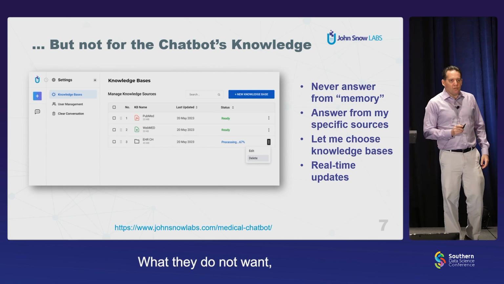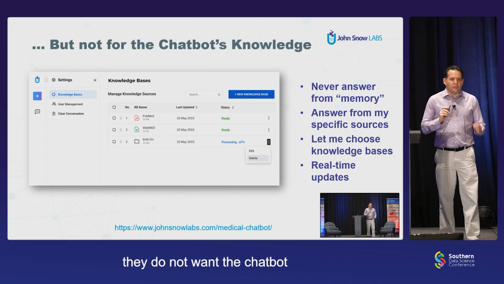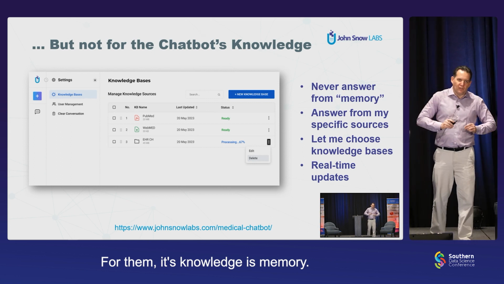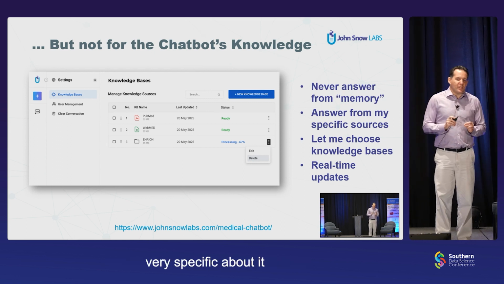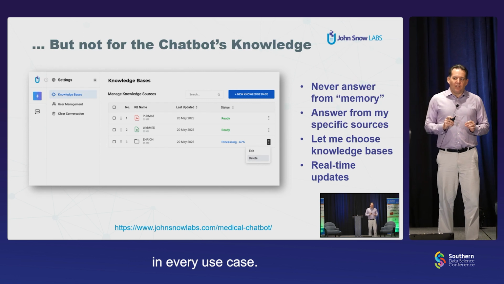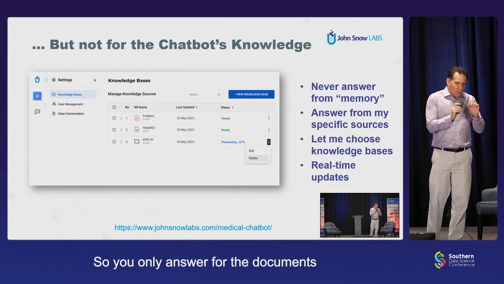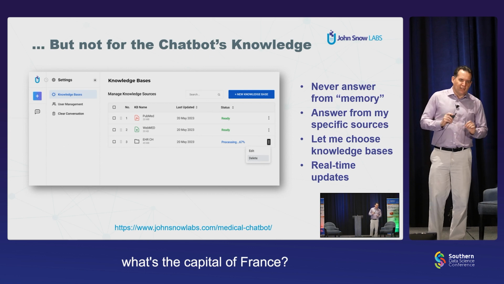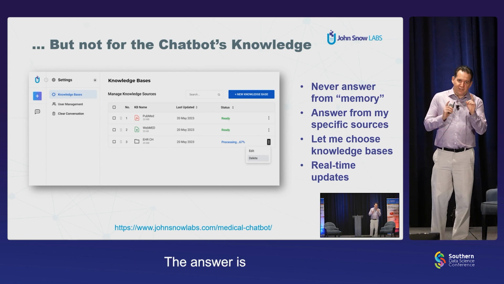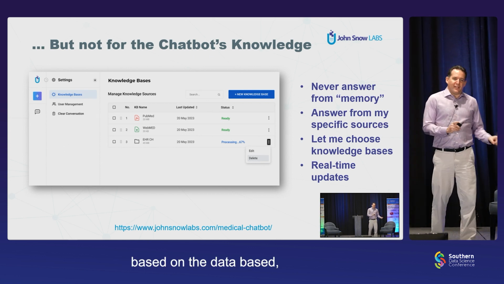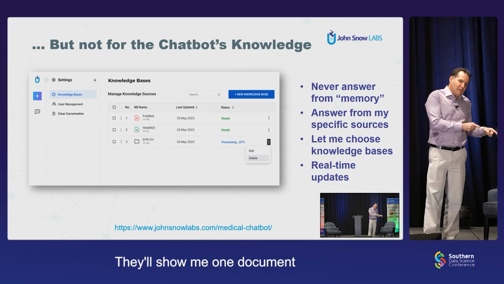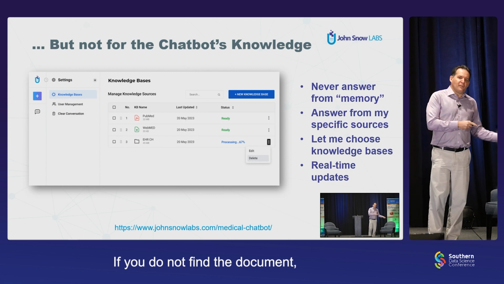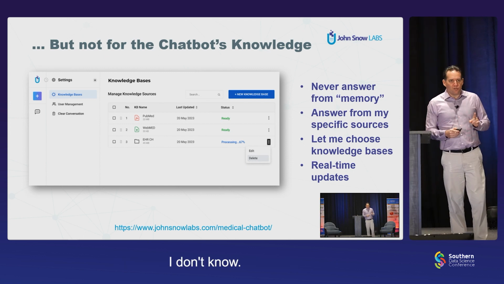What they do not want is the chatbot to actually answer anything from its knowledge or its memory. And they're very, very specific about it in every use case. So you'll only answer from the documents I gave you. So if I ask you, what's the capital of France? The answer is not Paris. The answer is, go to the knowledge base, to the database, find the answers there, show me what document this answer is in, and show me that answer in the document. If you do not find the document, the only correct answer is I don't know.